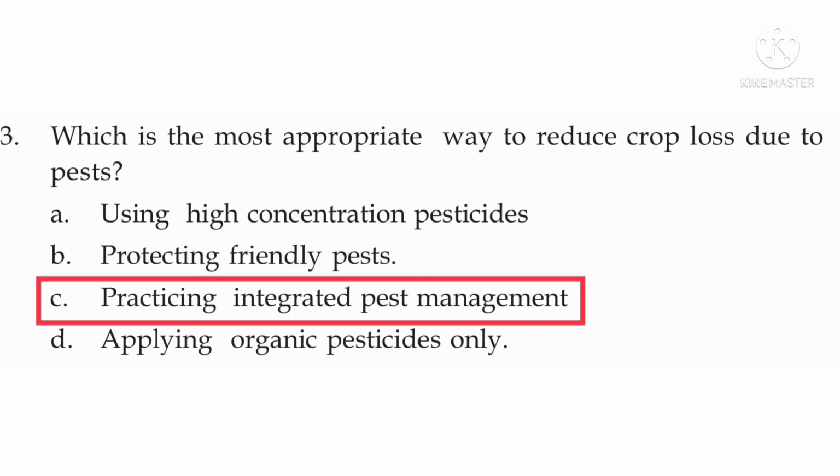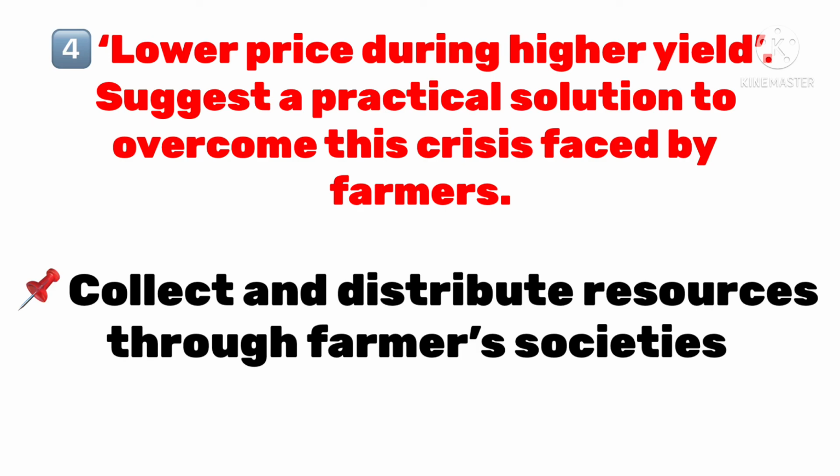Third question. Which is the most appropriate way to reduce crop loss due to pests? A. Using high concentration pesticides. B. Protecting friendly pests. C. Practicing integrated pest management. D. Applying organic pesticides only. The answer is C. Practicing integrated pest management.